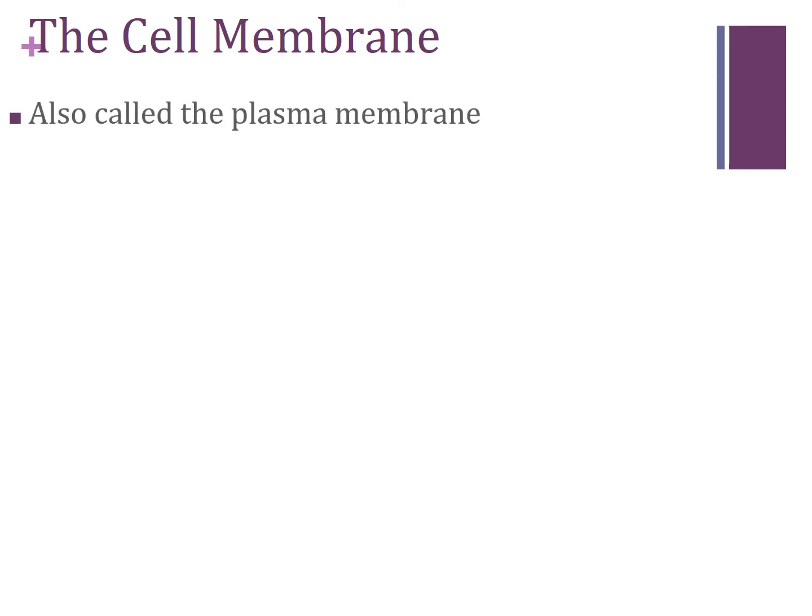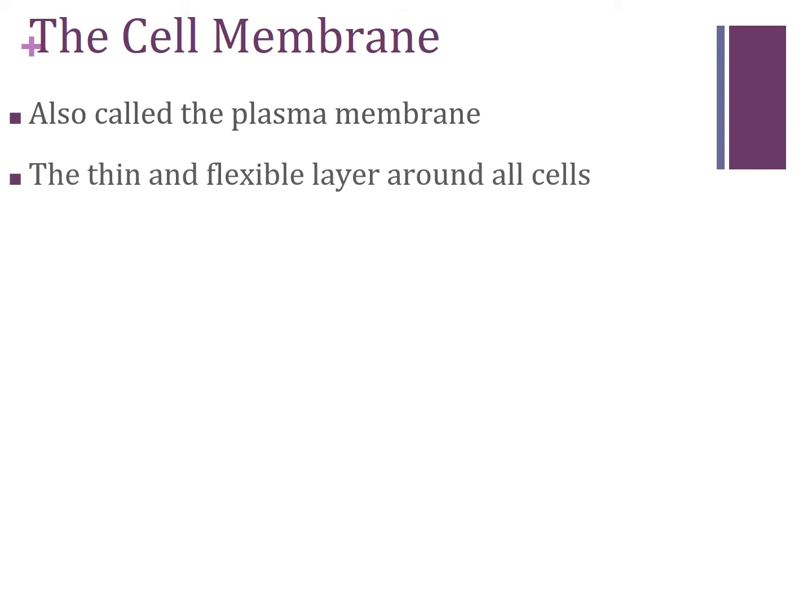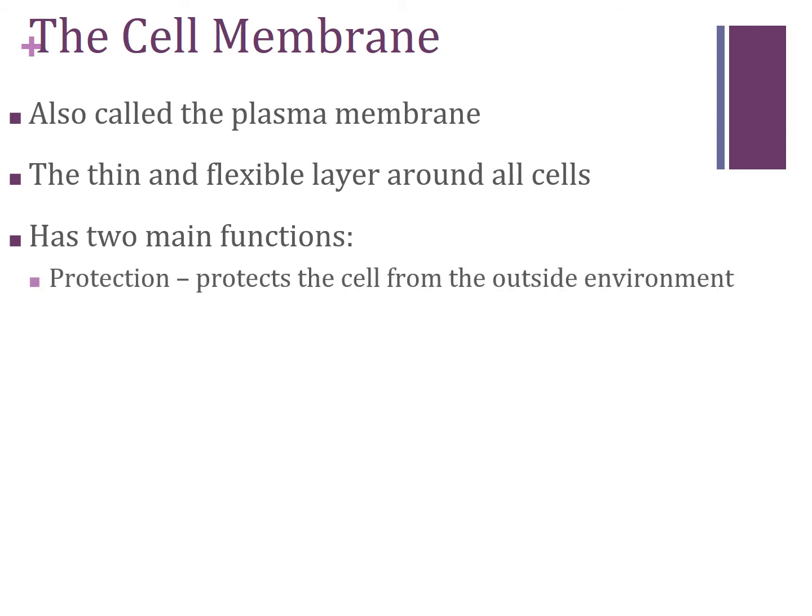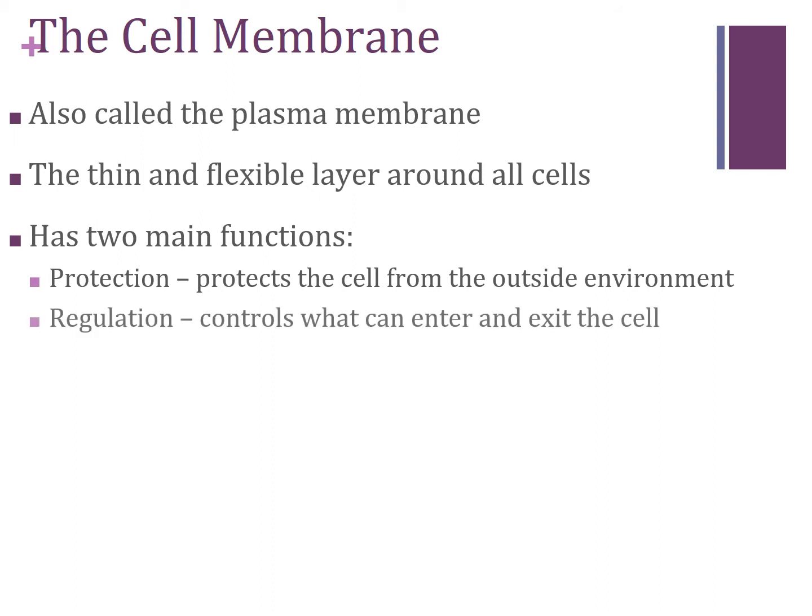The cell membrane is also called the plasma membrane. It's the thin and flexible layer around all cells. It has two main functions. The first function is protection. It's going to protect the cell from things that are outside of it. The next function is regulation. It's going to control what can enter and exit the cell. That's what we're going to focus on during this unit.